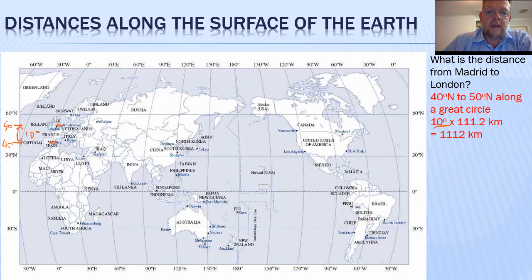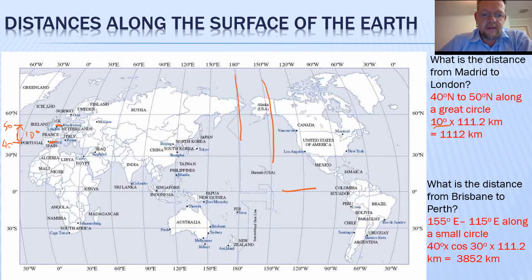But remember, all our lines of longitude going up and down, and our equator, are great circles, so we're always going to be multiplying by 111.2 per degree. So we're just saying 10 degrees multiplied by 111.2 kilometers per degree, and that will get us 1,112 kilometers.